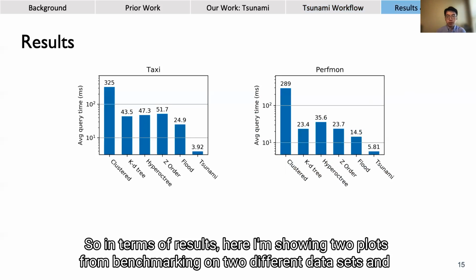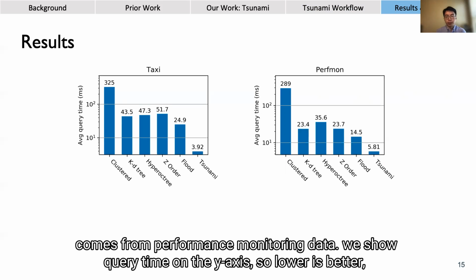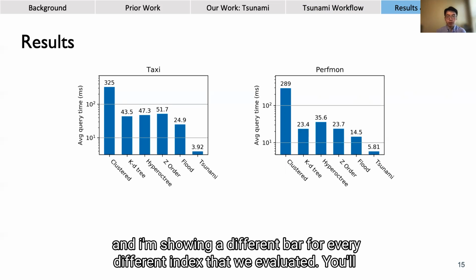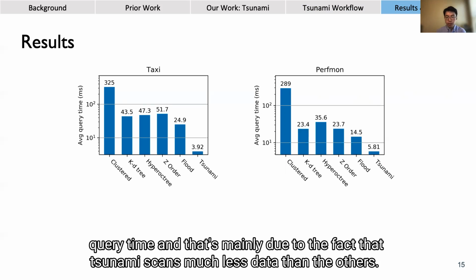So in terms of results, here I'm showing two plots from benchmarking on two different data sets and workloads. The one on the left comes from New York City taxi rides, and the one on the right comes from performance monitoring data. We show query time on the y-axis, so lower is better, and I'm showing a different bar for every different index that we evaluated. And you'll notice that Tsunami, which is the rightmost bar in both plots, consistently has the lowest average query time. And that's mainly due to the fact that Tsunami scans much less data than the others.